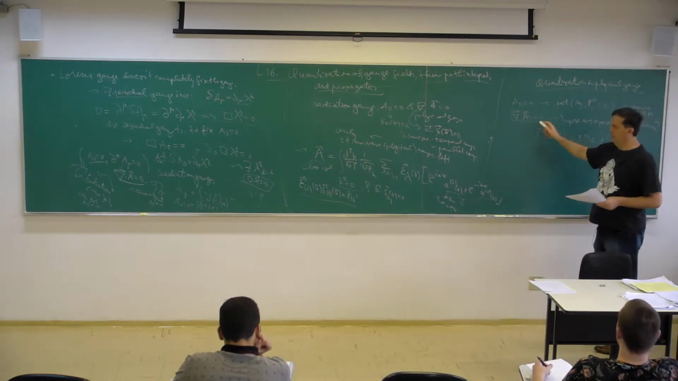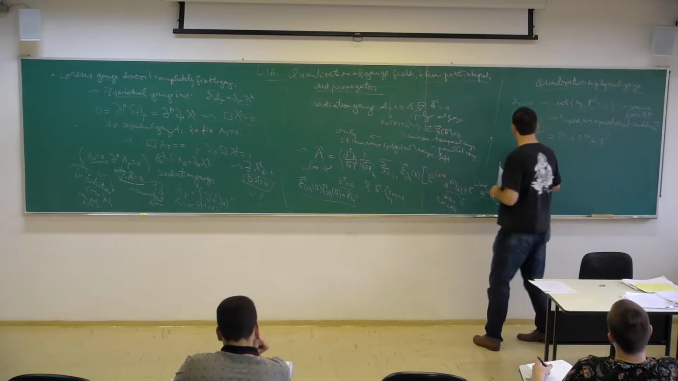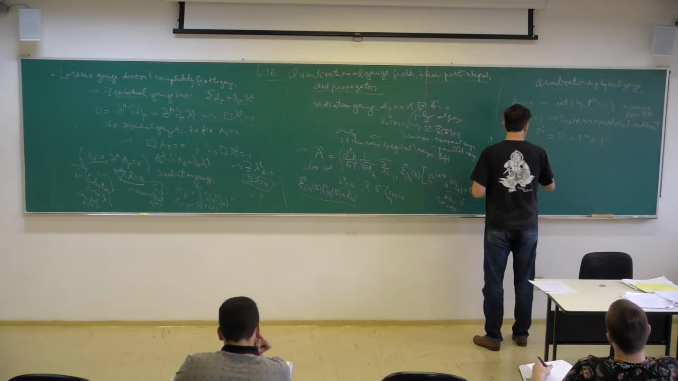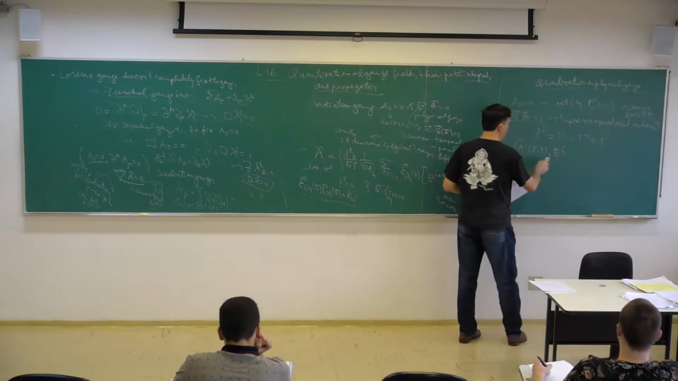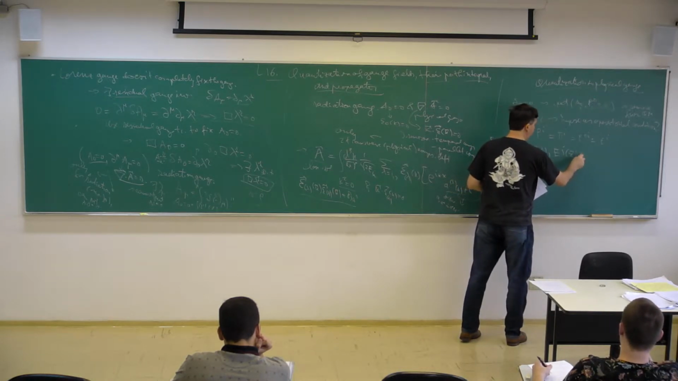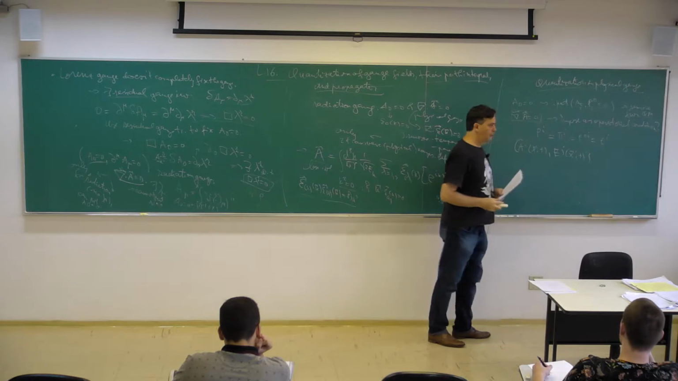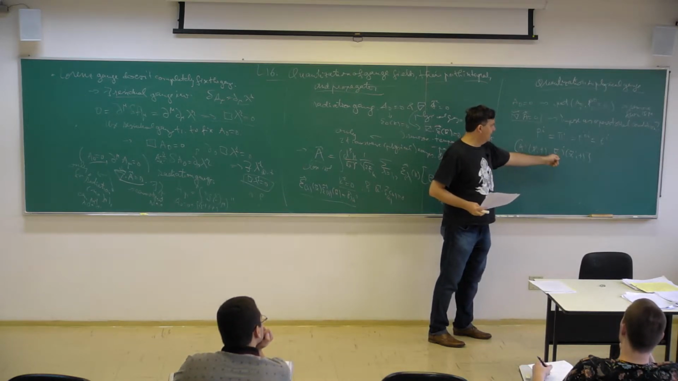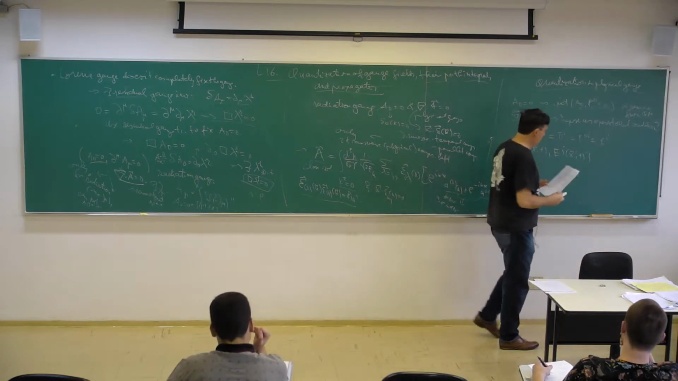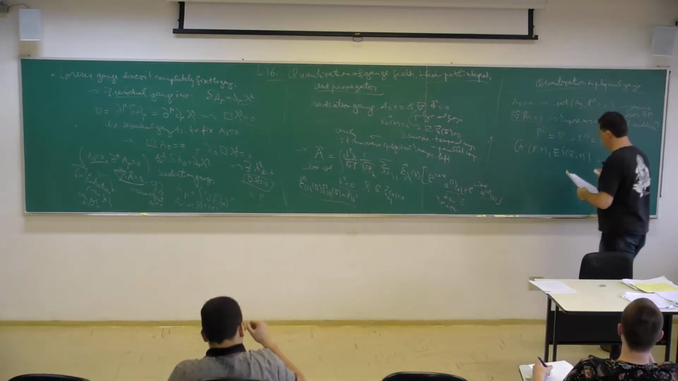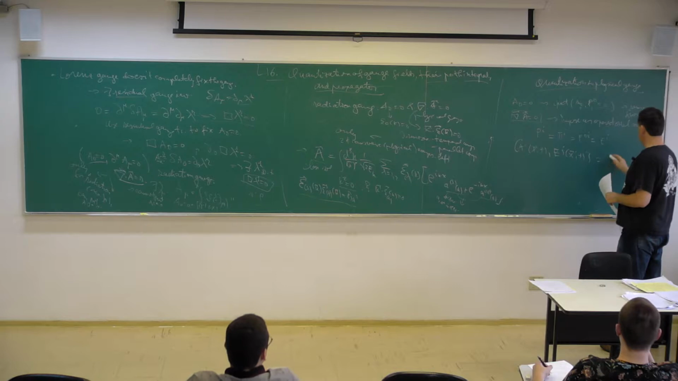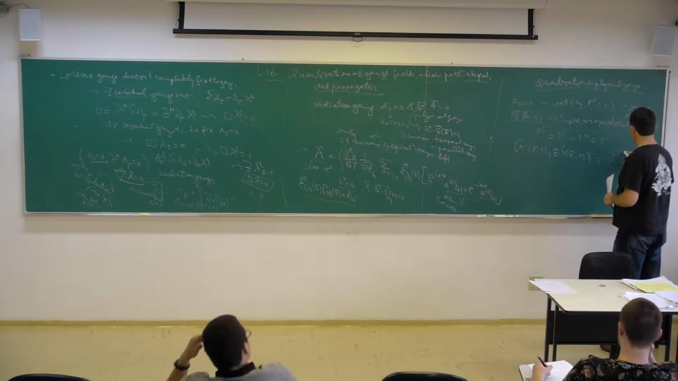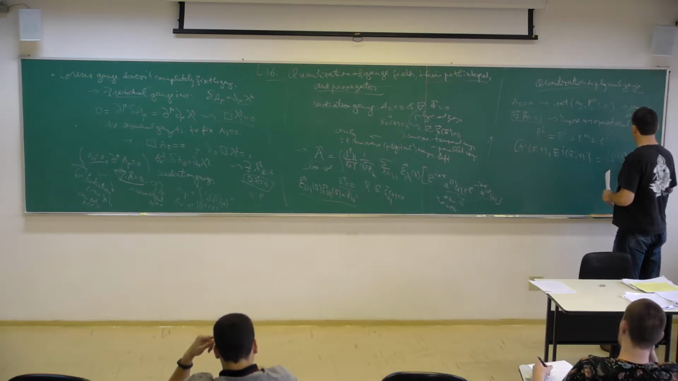And were it not for this extra condition, we would be tempted to write just the equal time commutator of the variable and its canonically conjugate, and say that this is equal to i delta ij delta 3 of x minus x prime.